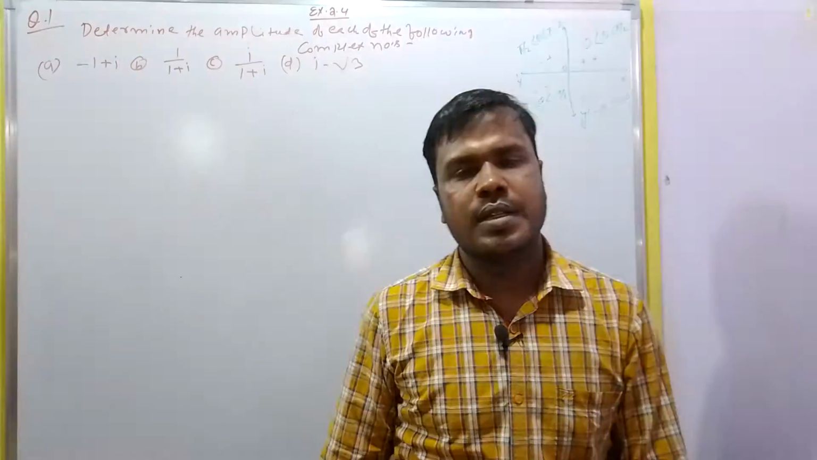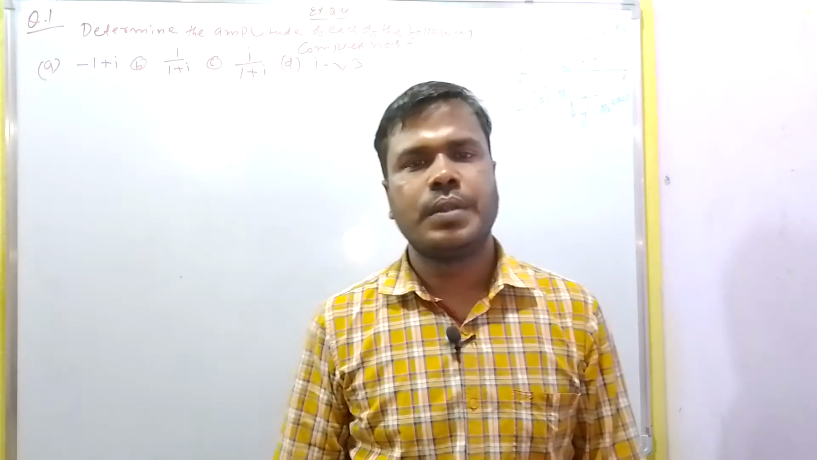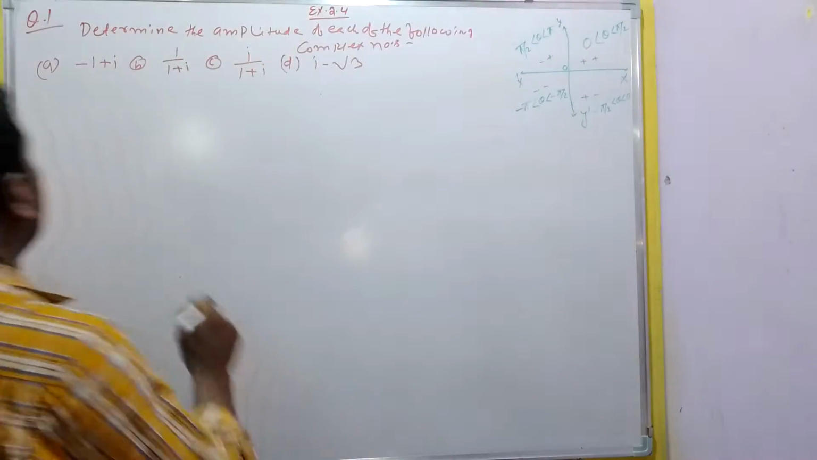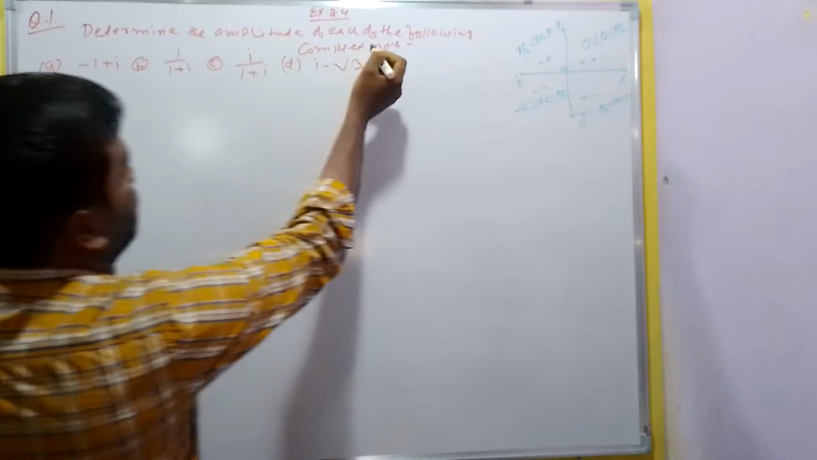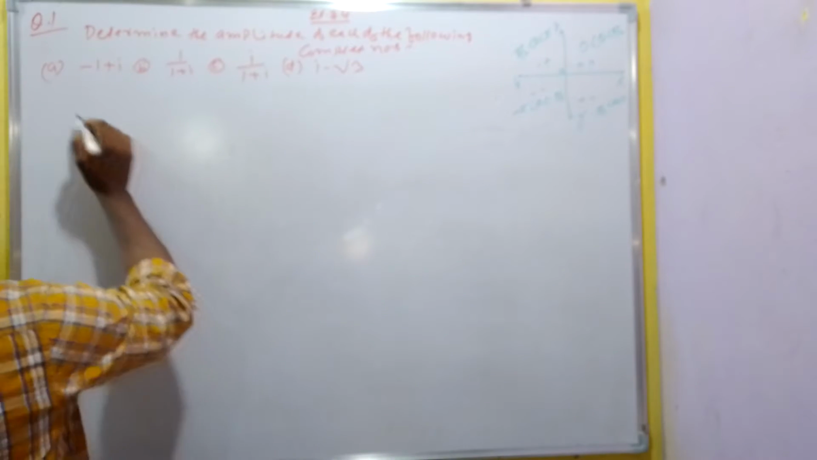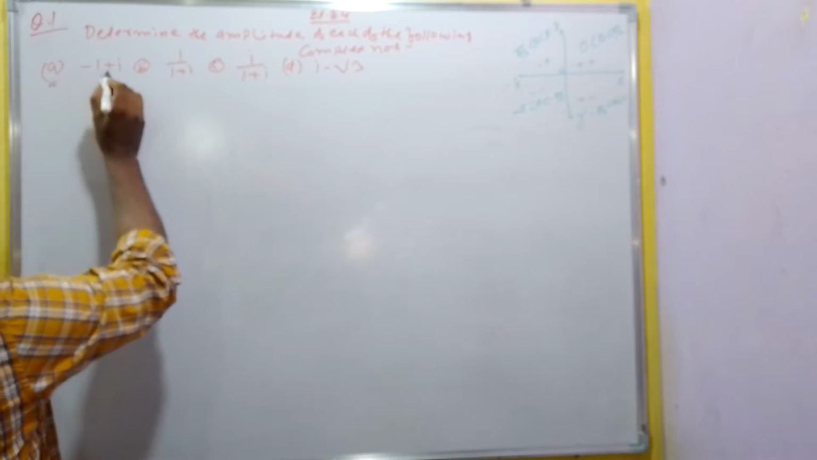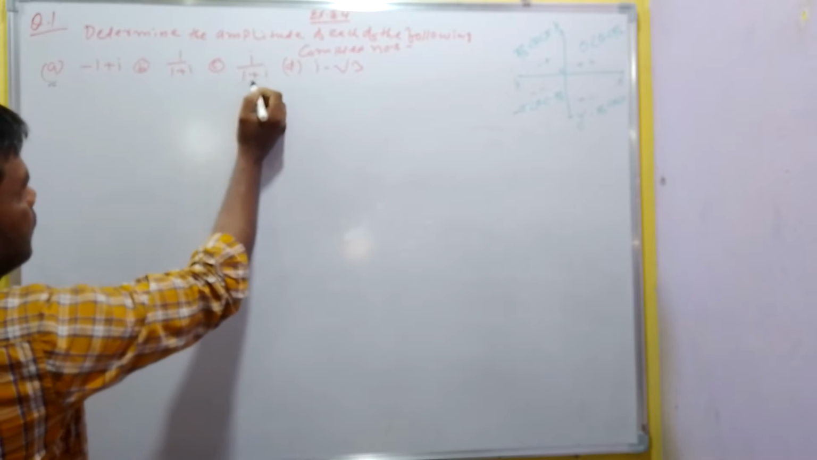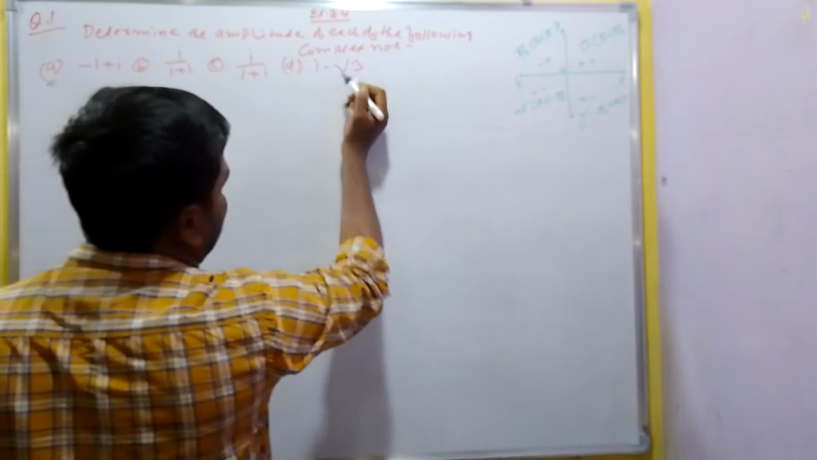Now start Advanced Math class 10, exercise 2.4, question number 1, A, B, C and D. Determine the amplitude of each of the following complex numbers. Number A, minus 1 plus i. Number B, 1 by 1 plus i. Number C, i by 1 plus i. Number D, i minus root 3.